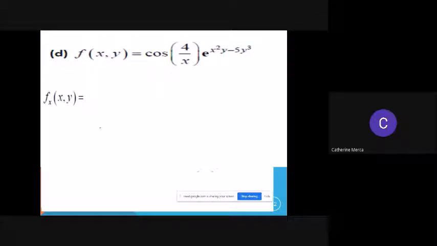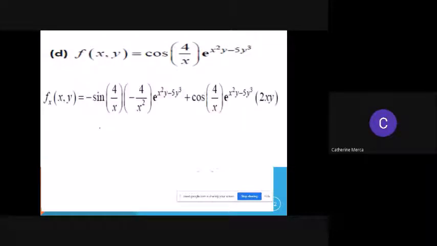If you take the partial derivative with respect to x, that will become derivative of cosine is negative sine, so negative sine for x. Then the derivative of this, diba? Derivative of cosine of u du. Derivative of cosine is equal to negative sine u du. So derivative na pod of 4 over x. But 4 over x can be rewritten as 4x to the negative 1. So, manang derivative niya kay negative 4 over x squared.